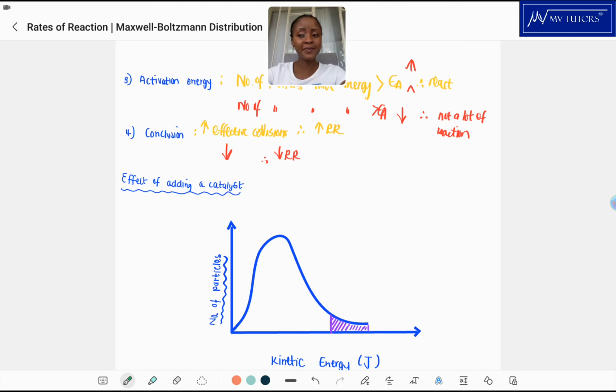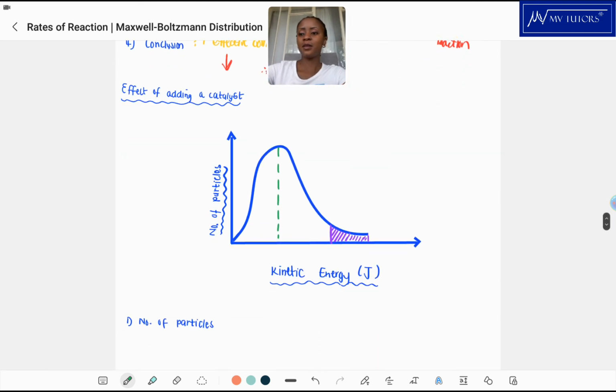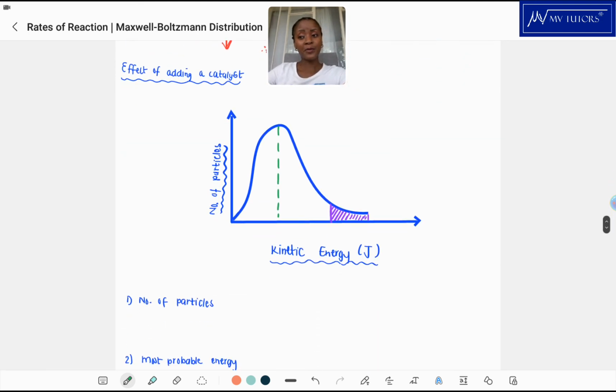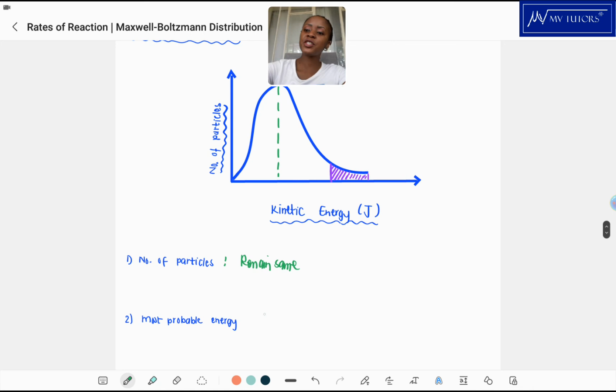So here, the most probable energy stays the same. Okay, so, number of particles, well, they do not change, so they remain the same. And then the most probable energy, it also remains the same.